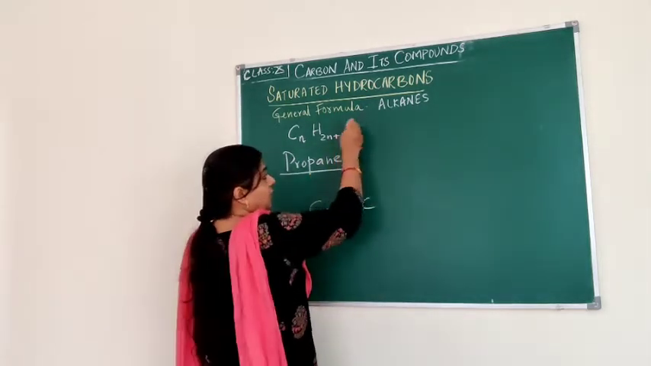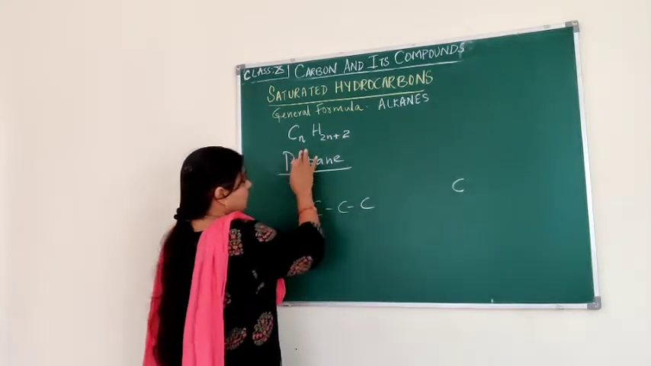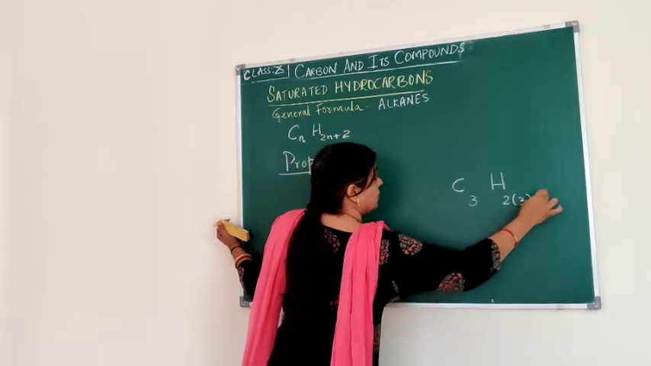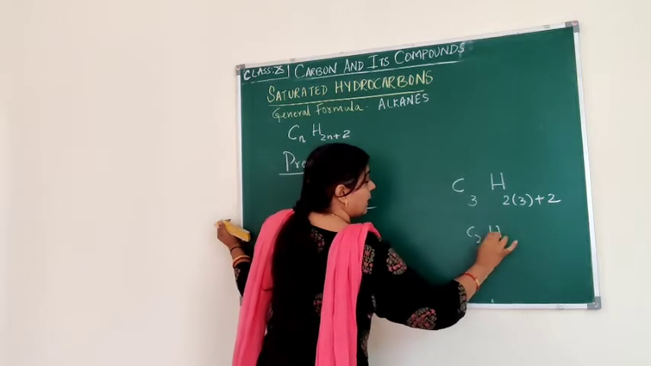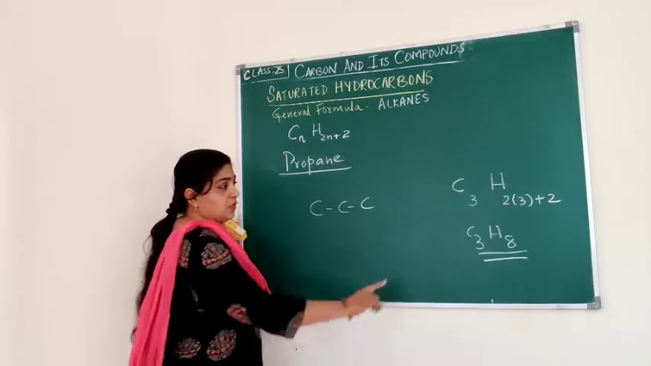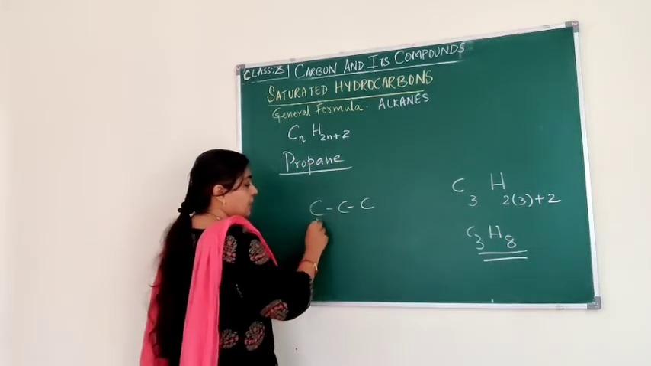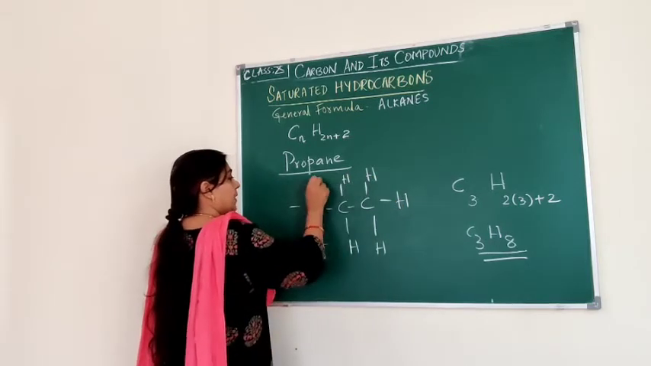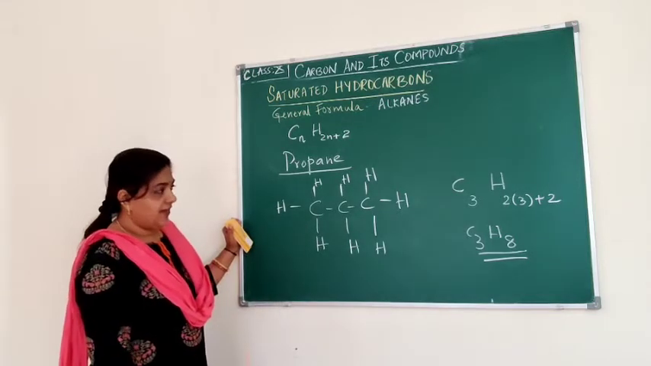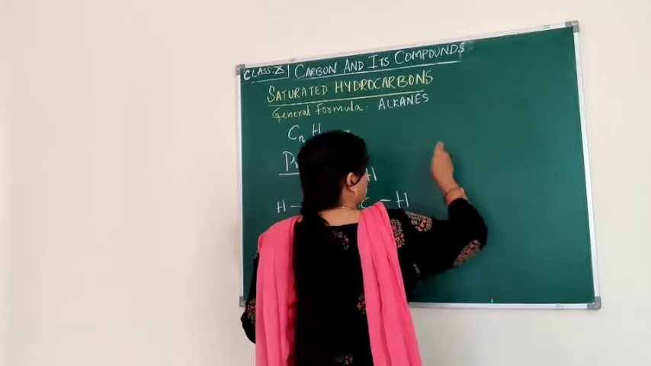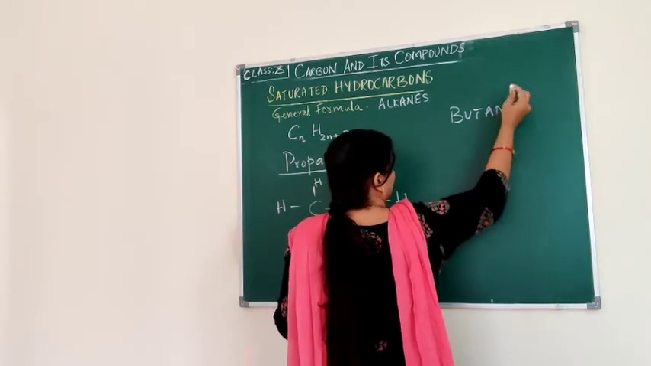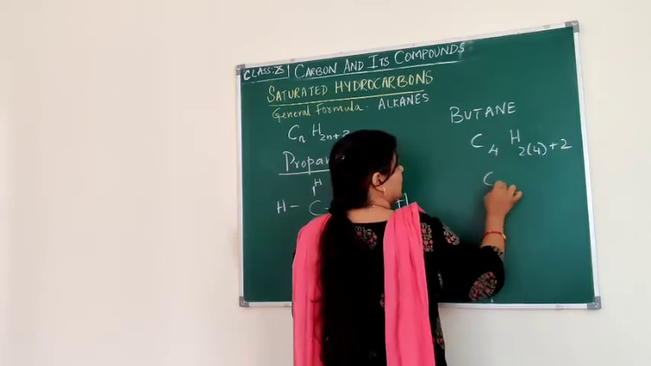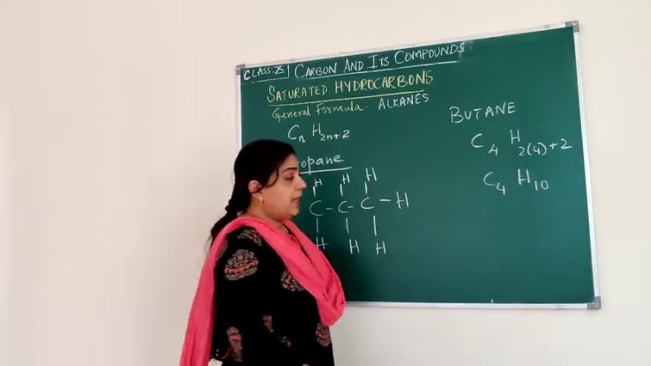Now how to get the number of hydrogen atoms? See, what is propane? Propane has 3 carbon atoms, and hydrogen is 2 into 3 plus 2. So C3H8, because 2 threes are 6, 6 plus 2 is 8. So 3 carbons and 8 hydrogens. Likewise, we will write for butane. Butane means 4 carbon atoms, and hydrogen is 2 into 4 plus 2. So C4H10.